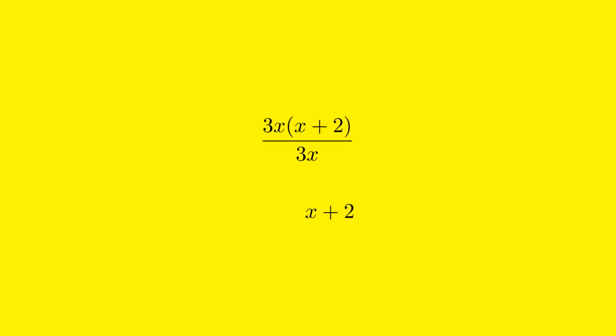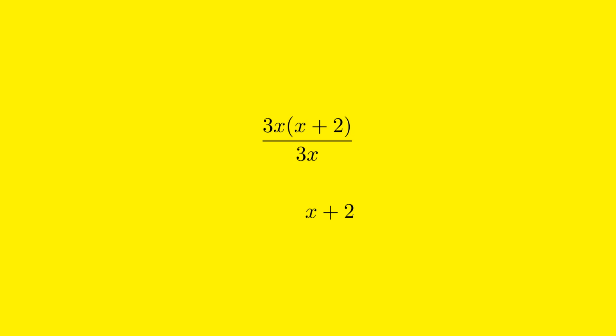After factoring out the greatest common factor and simplifying, we are left with the expression 3x times x plus 2 divided by 3x. In this step, we focus on canceling the common factors from the numerator and the denominator. Both the numerator and the denominator include the term 3x, which means they can cancel each other out. Therefore, after canceling the common factors, we are left with the simplified expression x plus 2.